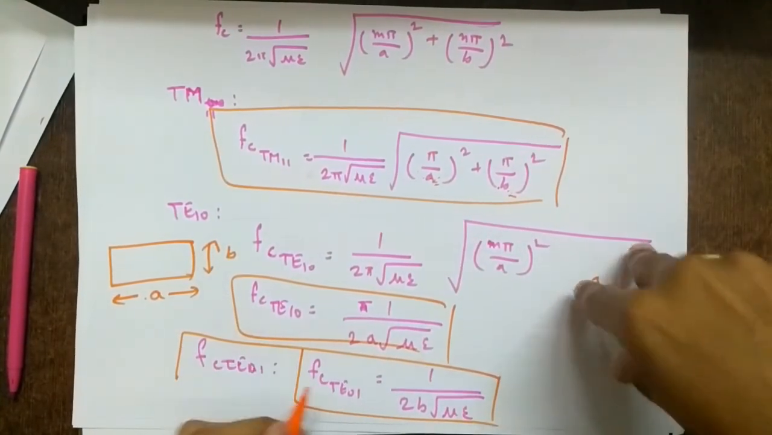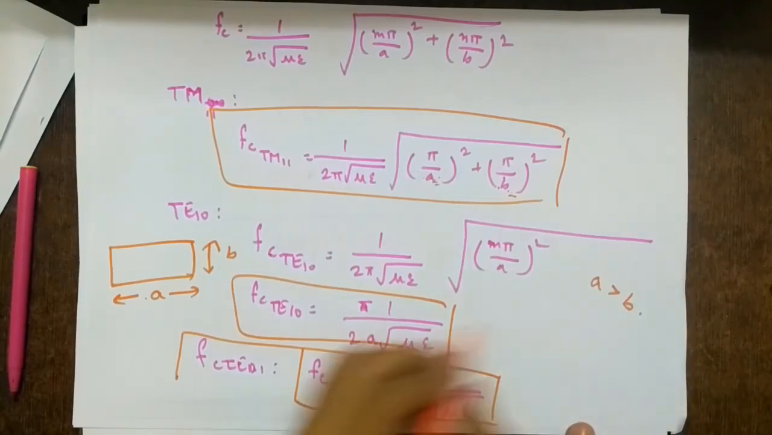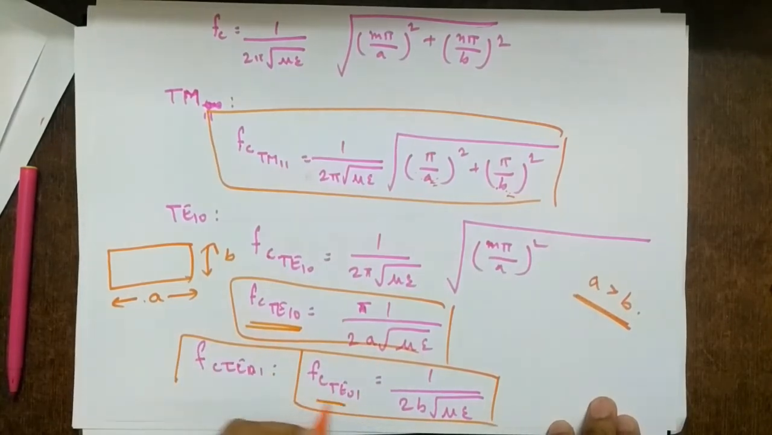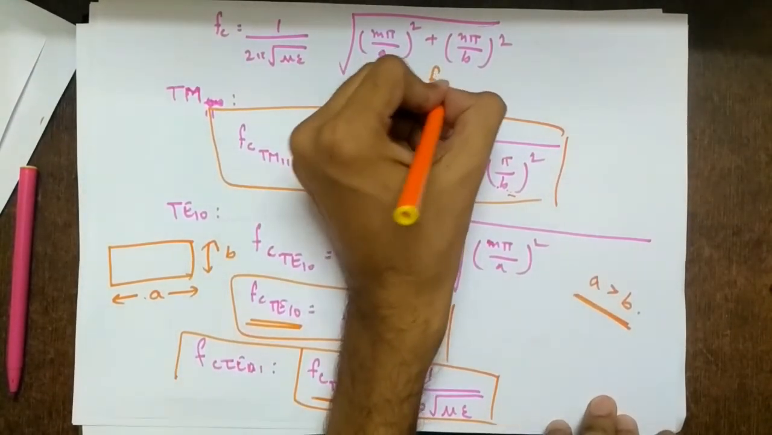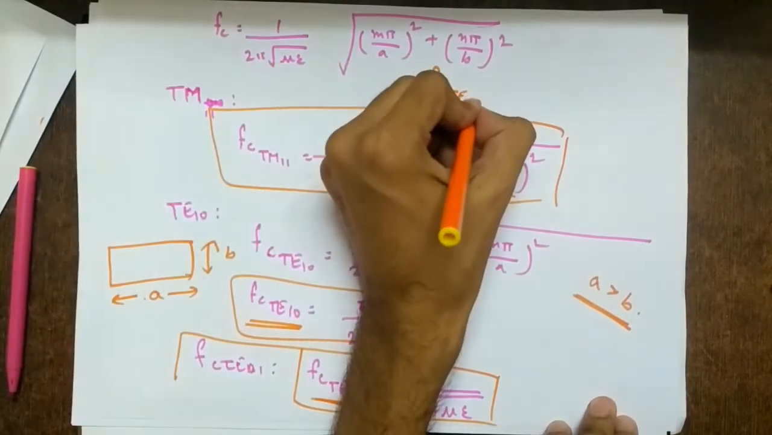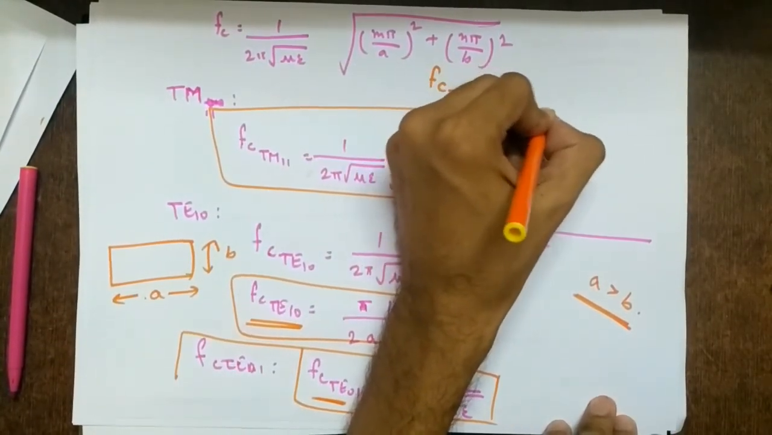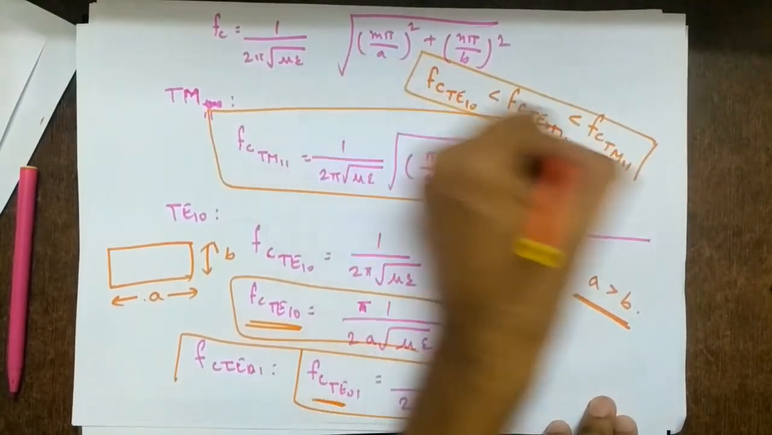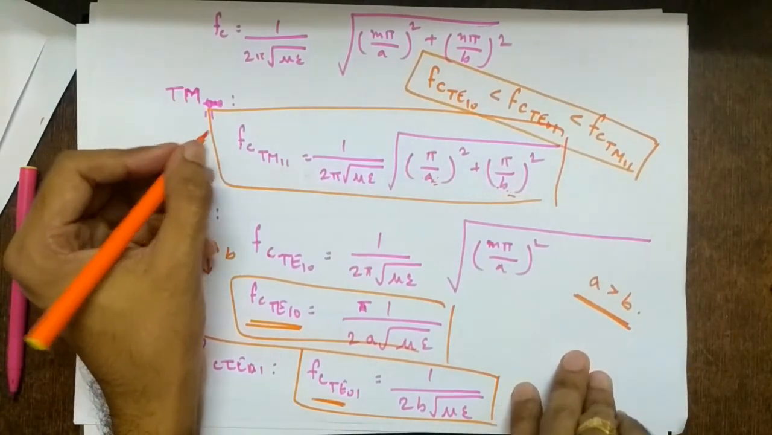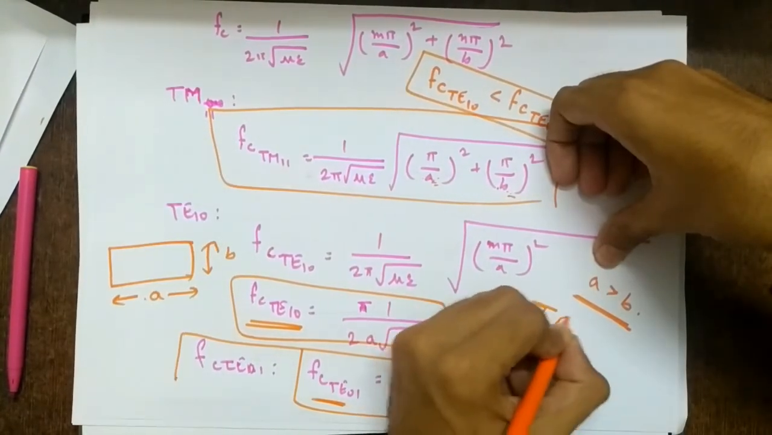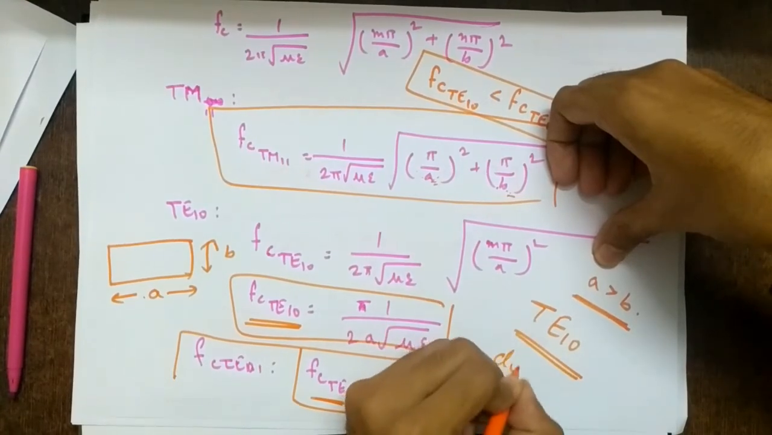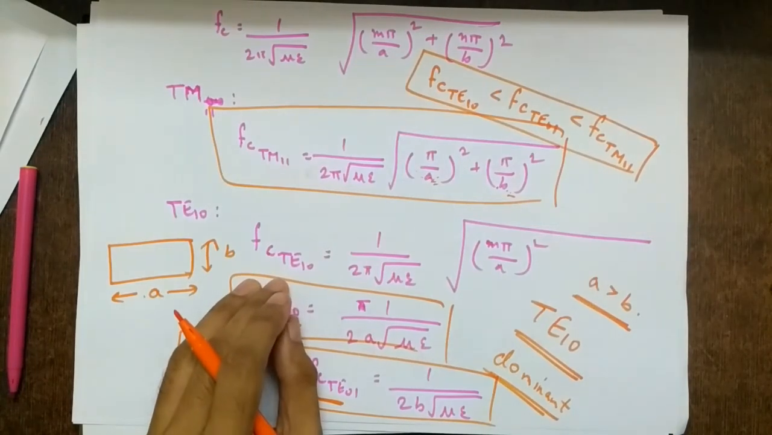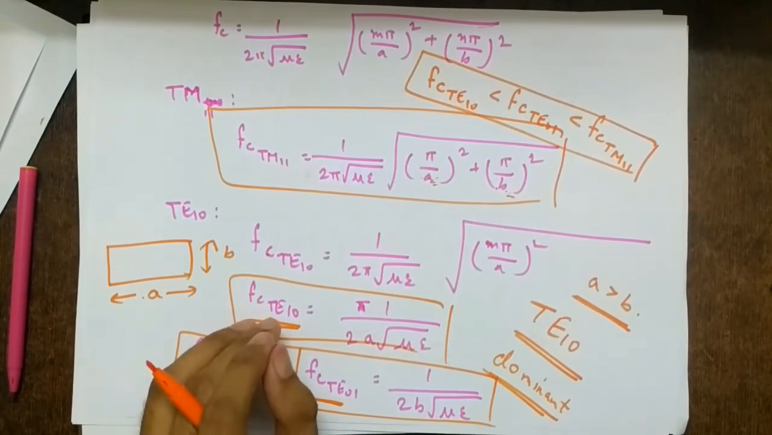Now the question is about TE10 and TE01. We know a is greater than b, so since a is greater, this frequency will be lower than that frequency. That is, fc of TE10 is less than fc of TE01, which is less than fc of TM11. This is what we have derived. So what does it mean? It means the TE10 mode is the dominant mode in a rectangular waveguide. This is what we learn from rectangular waveguides.